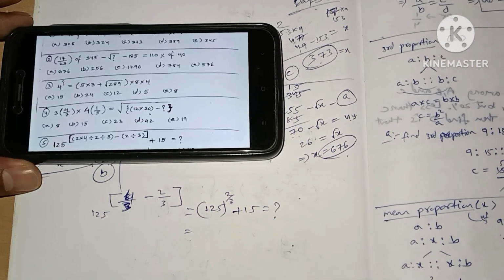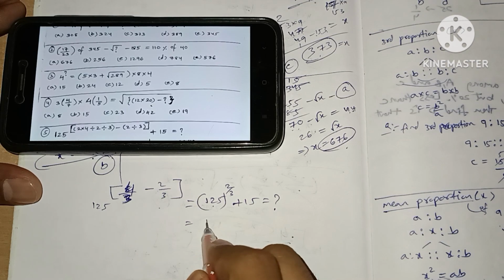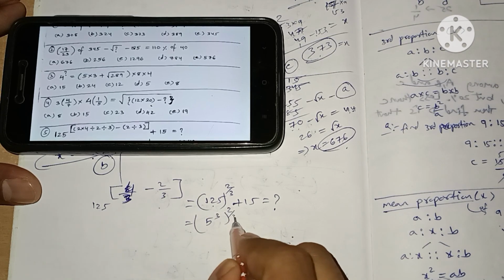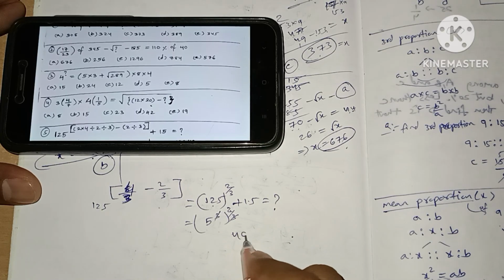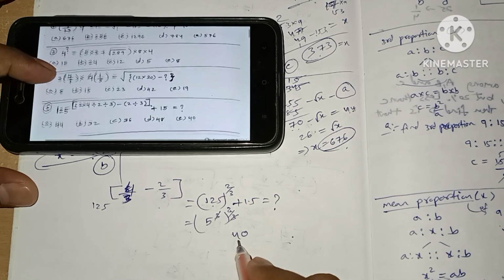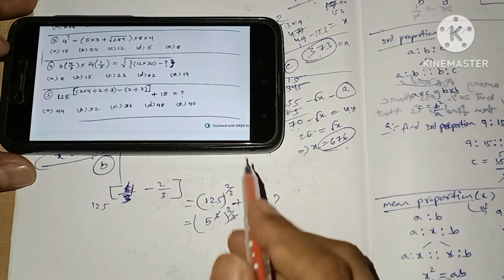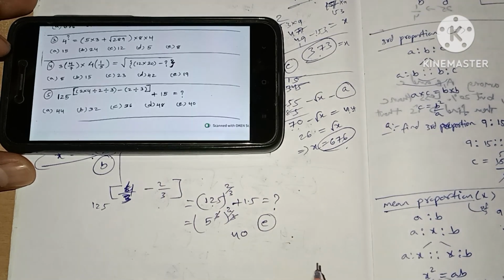Here we have 125. We can write this as 5 cube over 2/3. This 3 and this 3 cancel. 5 square, which is 25 plus 15, which will be 40. So the answer is 40. Option E is our answer.